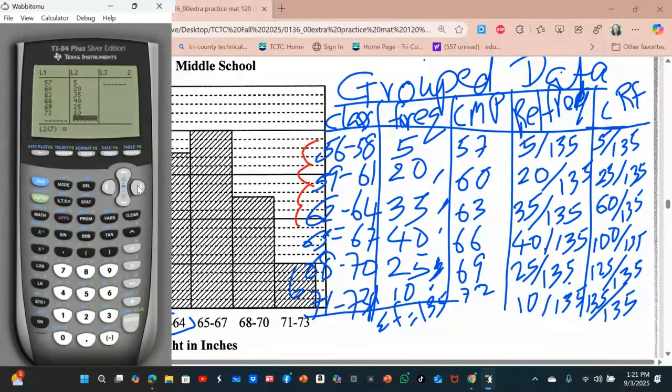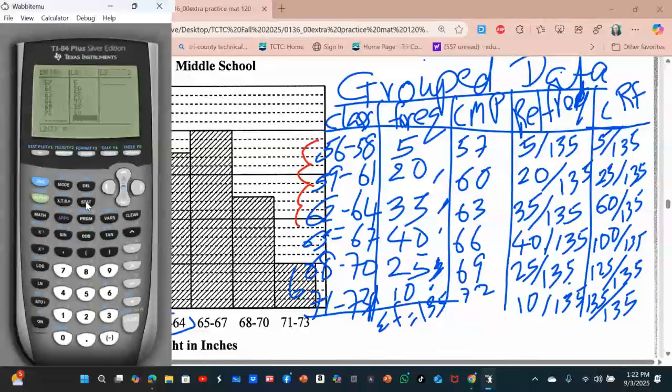When you finish putting in the frequencies, you better have both lists on the same horizontal line. The last frequency must be on the same horizontal line with the last class midpoint. Otherwise, it means you entered the wrong data, and you really want your data to be correct. Now that you have entered L1 class midpoint and L2 frequency, you are ready to do one-variable stats of grouped data.